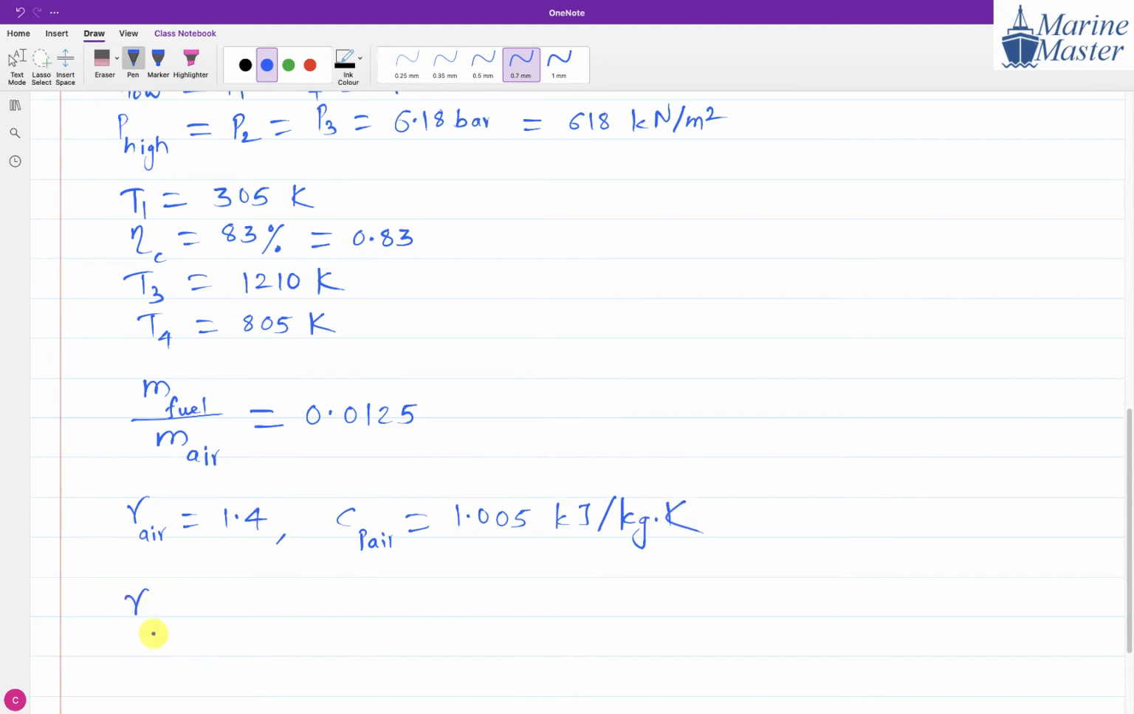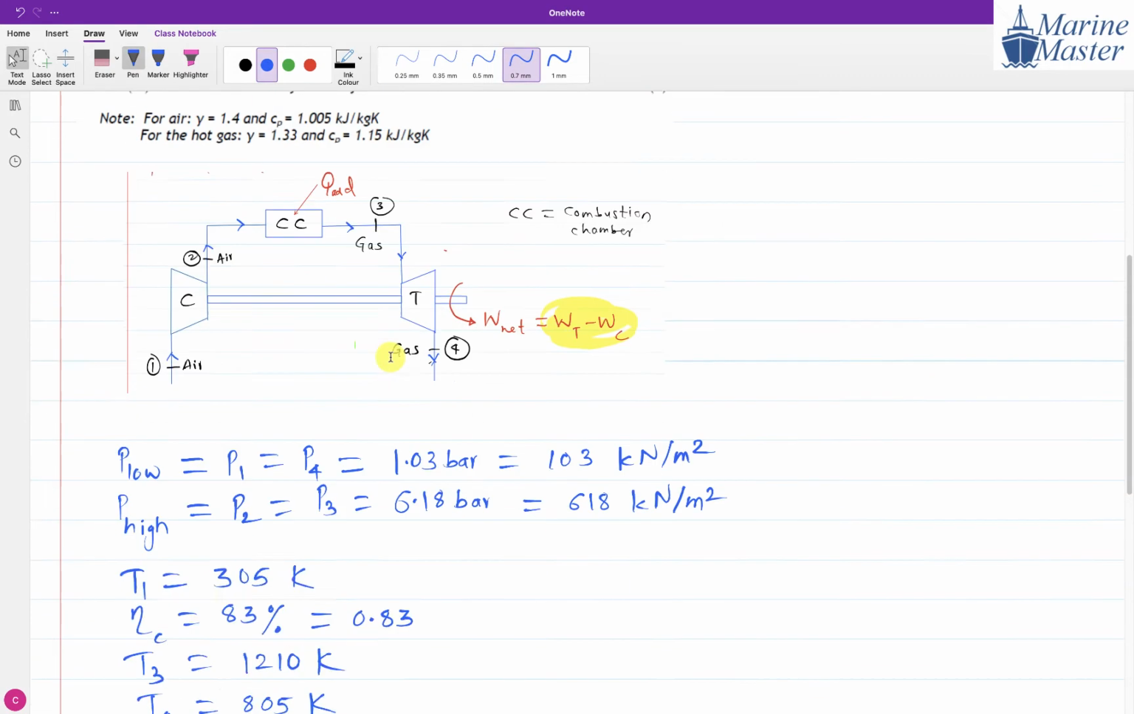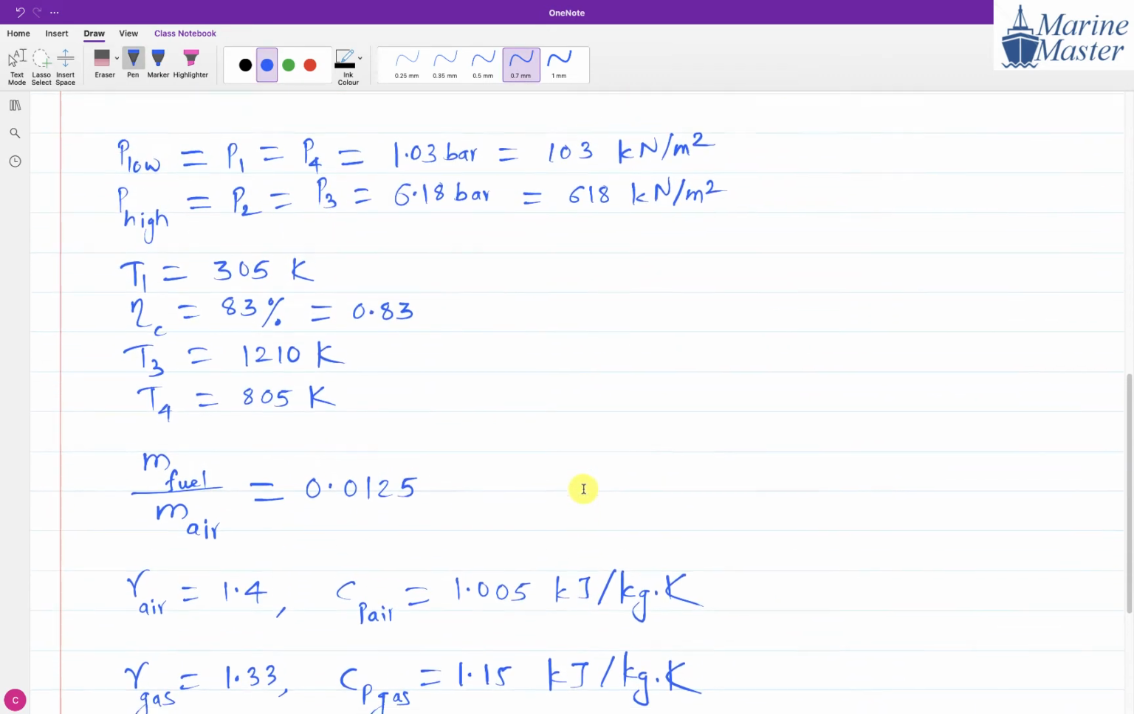Then we have gamma of gas, for the hot gas. Gamma of gas is 1.33 and Cp of gas is 1.15 kilojoule per kg Kelvin. So these are the given things to us. Observe the things carefully.